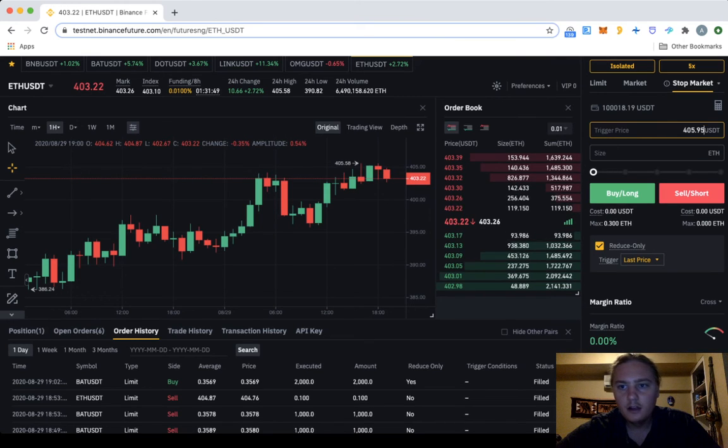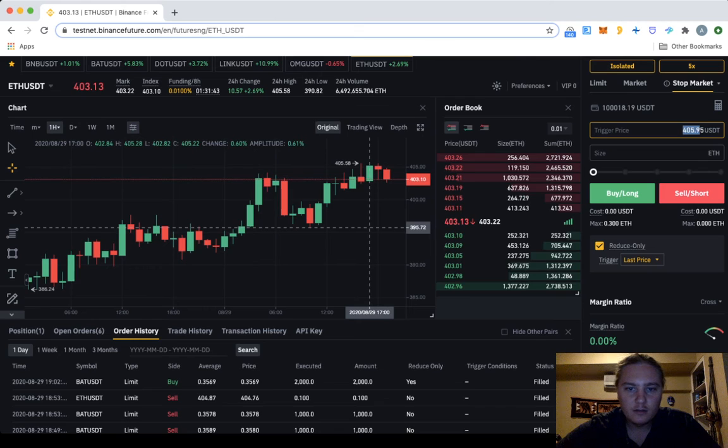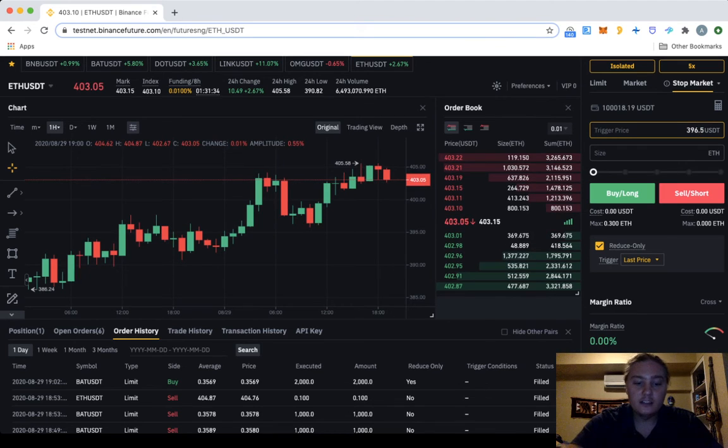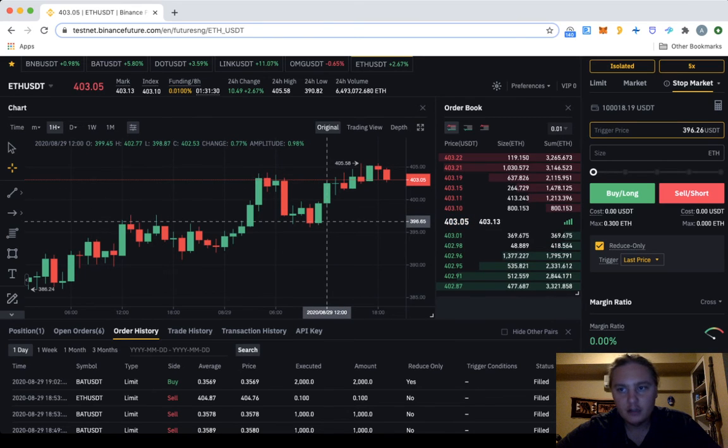And again, use this the exact same way. So if I was short here, and I don't really expect it to go lower, maybe than say 395, for example, I would set my take profit at maybe 396.26, and this is going to become a take profit order. And as soon as I reach here, again, it's just going to fill in a market order.